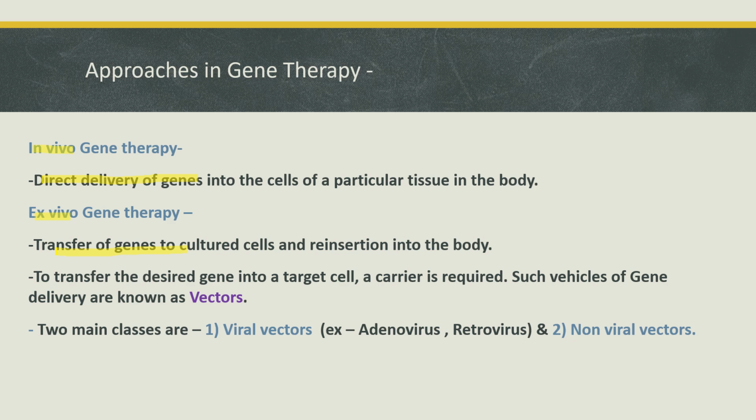Then you might have a question in your mind: how are genes transferred? To transfer the desired gene into the target cell, a carrier is required. Such vehicles of gene delivery are known as vectors. There are two main classes of vectors used in gene delivery. Viral vectors, for example adenoviruses and retroviruses, and non-viral vectors like some polysaccharide macromolecules or inorganic nanoparticles. So these vectors transfer the gene of interest into the host or patient body.